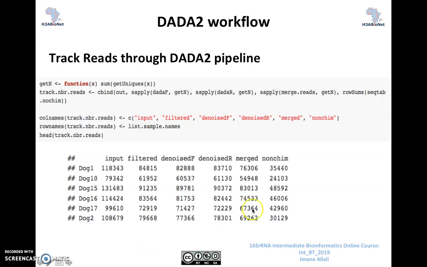So it gives you an output like this. You have here the sample IDs. Then you have the input, which is how many reads were used as inputs from your FASTQ files. Then you have the reads that remain after doing filtering and trimming. And this is the number of reads that were left after denoising the forward and the reverse. And this is the total number of reads that were merged. And this is the number of sequences that were kept after doing chimera checking and removal.